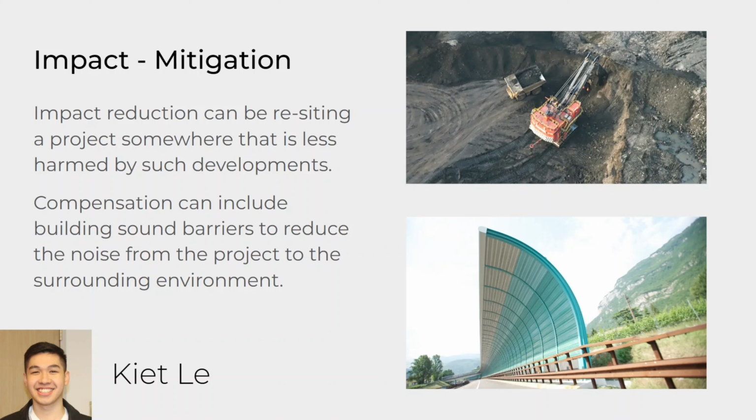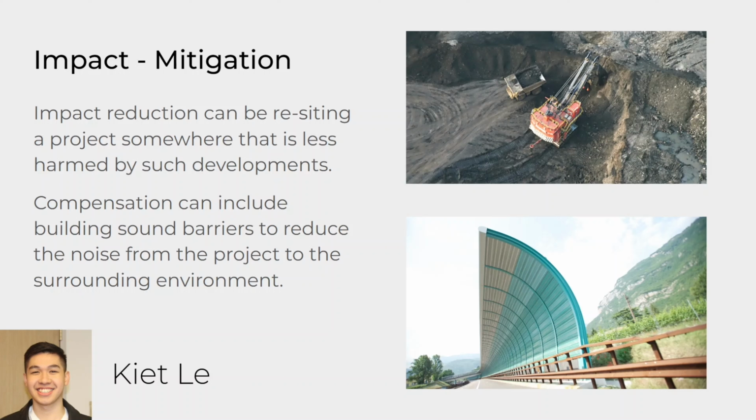So an example is resiting a project somewhere where it can cause less harm to the development. For example, if you're going to build a coal mine, do it in a place that is not so close to a river so that you don't affect the water systems in the area, and you do it in a more remote location where less things are affected.